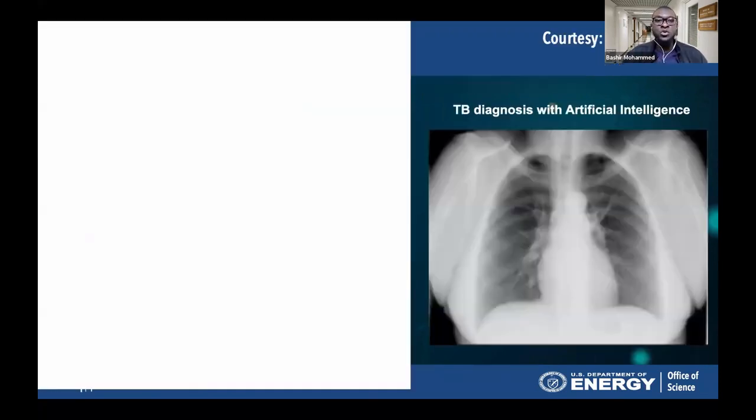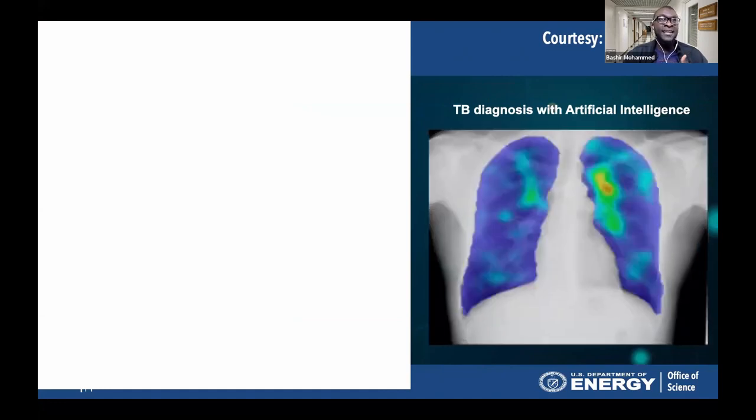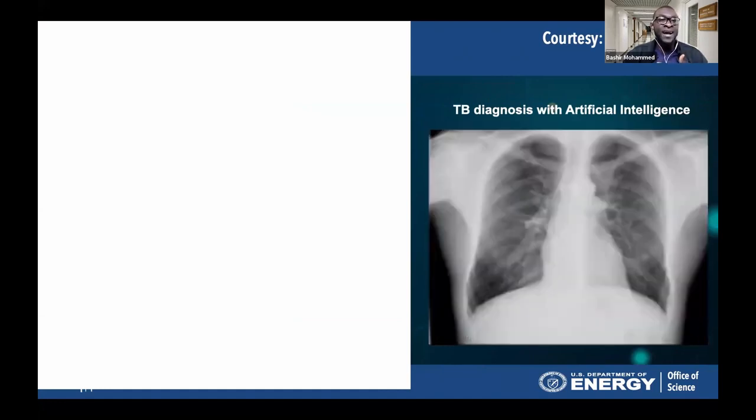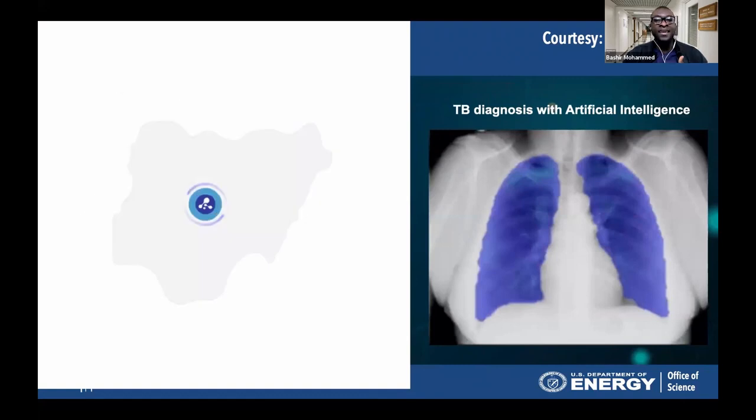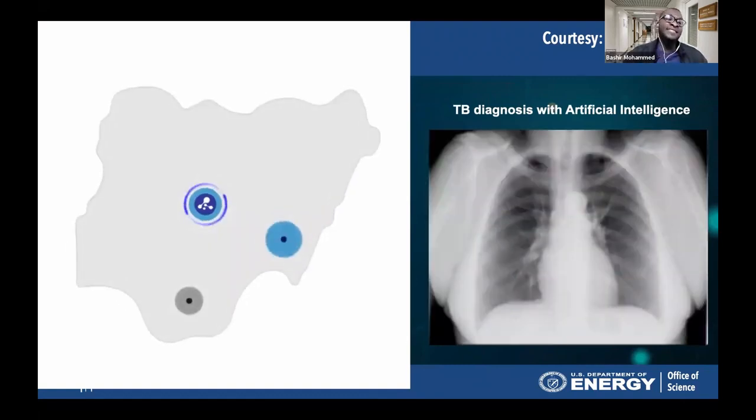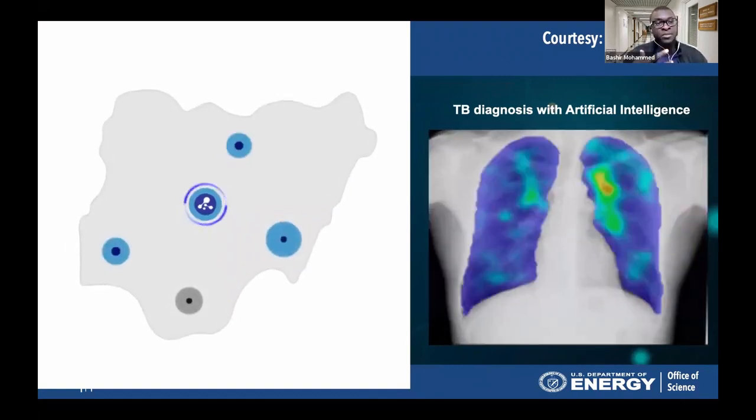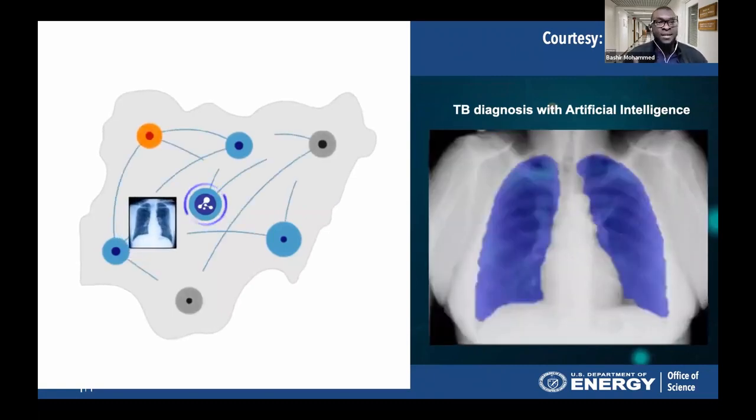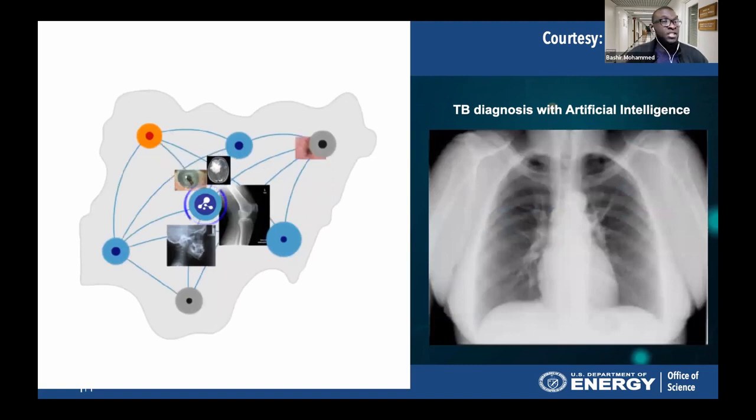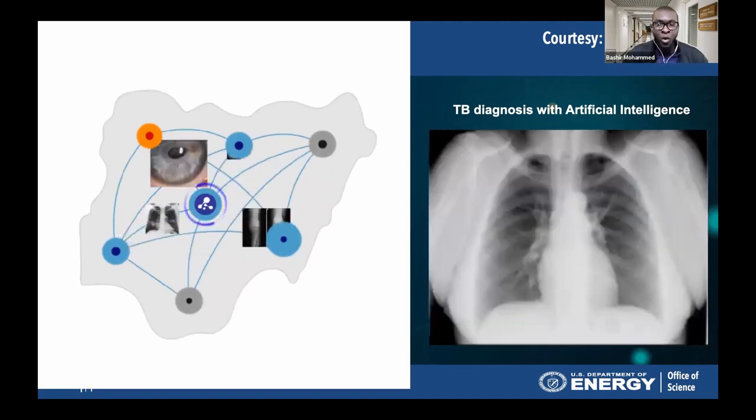So I'm going to show you what it looks like. Here they're basically using AI to identify the extent of the effect of tuberculosis, and it's detecting it at the early stage. We all know that when these things are detected at the early stage, it's definitely going to help and go a long way.